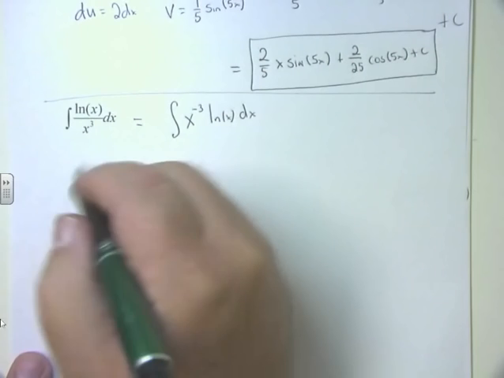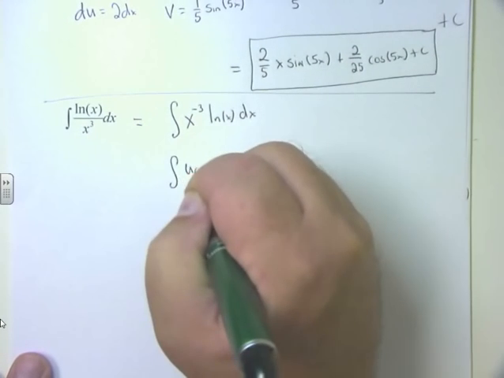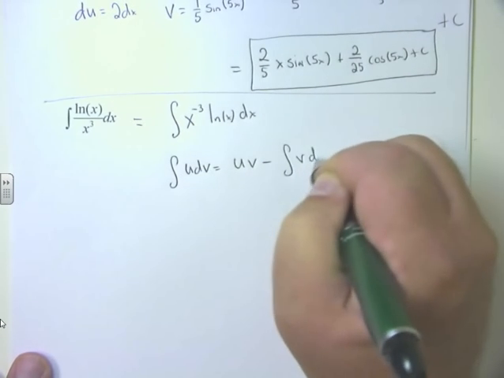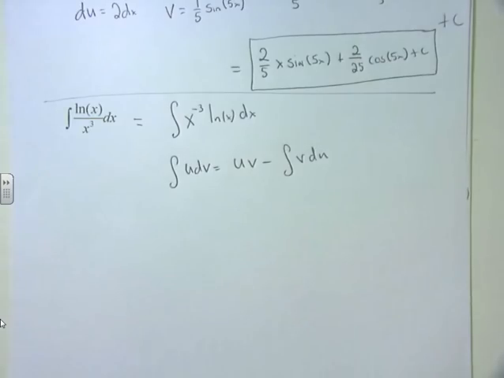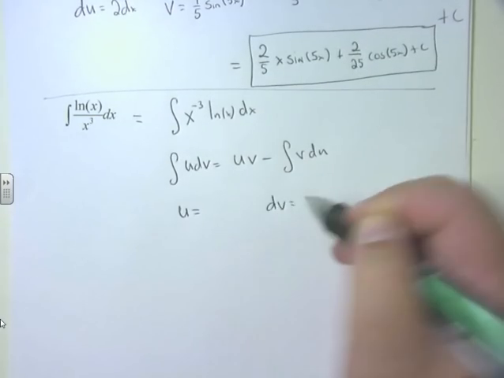Now it looks like the formula that I'm going to use, which is that the integral of u dv equals uv minus the integral of v du, the integration by parts formula. The trick is, what are you going to let u equal to? What are you going to let dv be equal to?